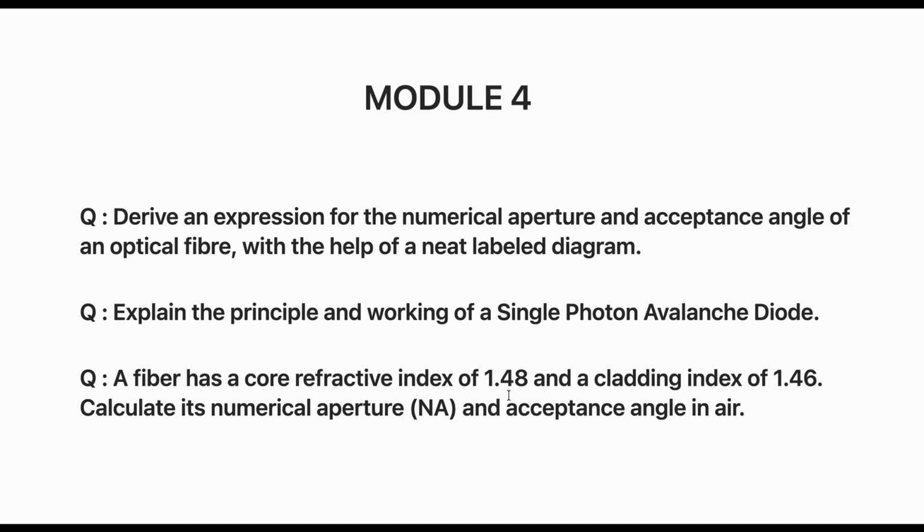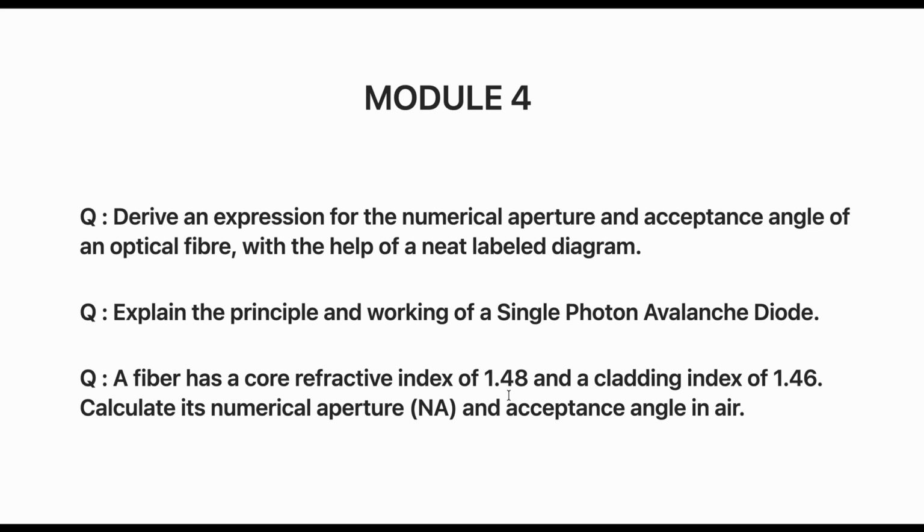Now move to our second question, which is: explain the principle and working of a single photon avalanche diode. So first we understand the meaning of single photon avalanche diode. It detects single photons and works in reverse bias. Photons create electron-hole pairs, and avalanche multiplication occurs, producing a detectable current. So this is the principle and working of a single photon avalanche diode.